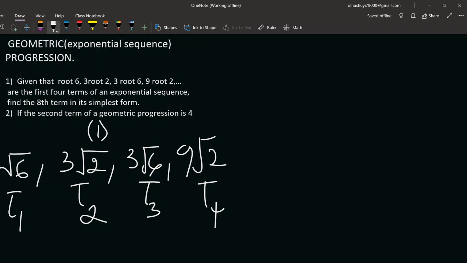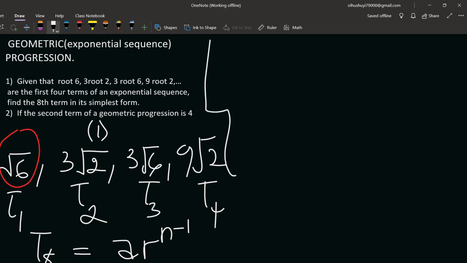Find the eighth term. Now to find the eighth term, our nth term is always equal to a times r raised to power n minus 1. So we know our a, this is our a. Then we need our r, which we don't have. We want to calculate t8, the eighth term. We need the first term, the common ratio, then n will be 8, and we have 8 minus 1 there. But since we don't have that, let's work around this.